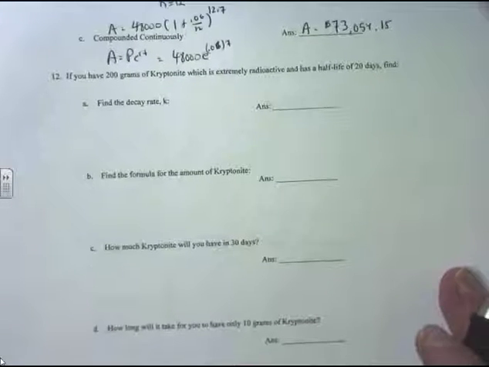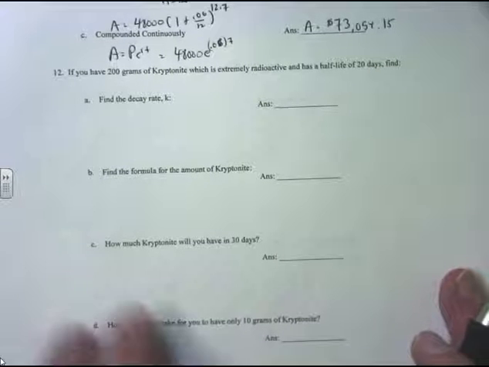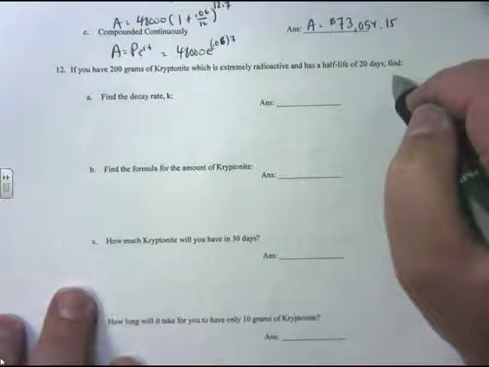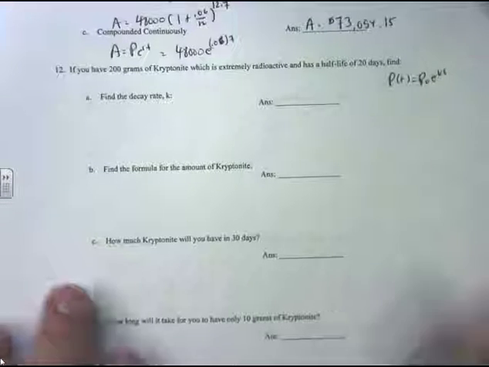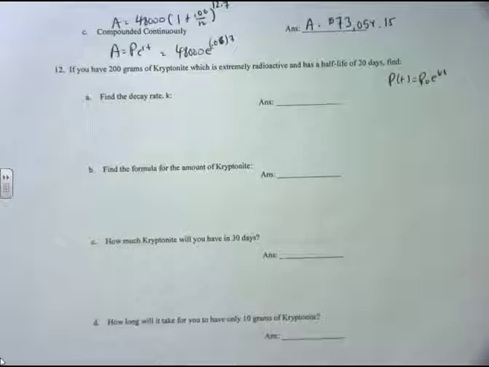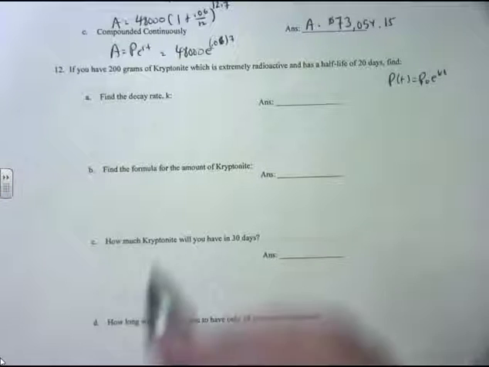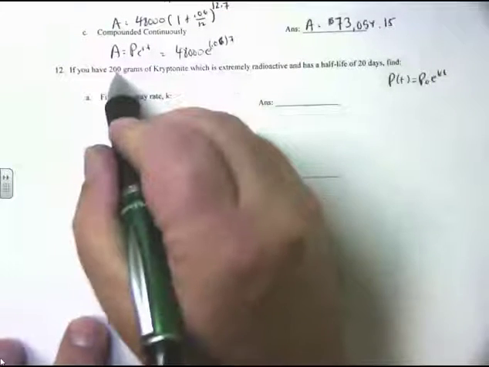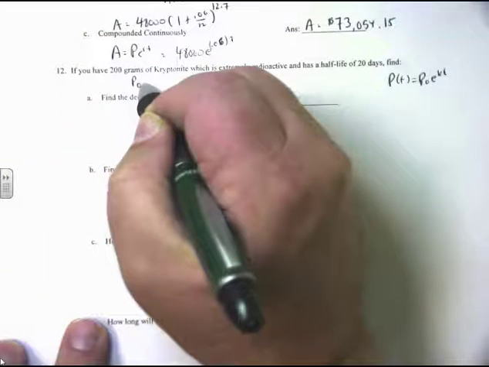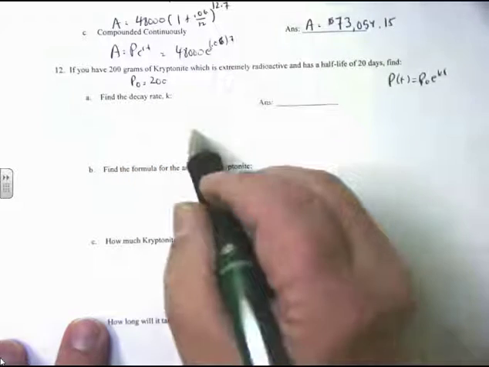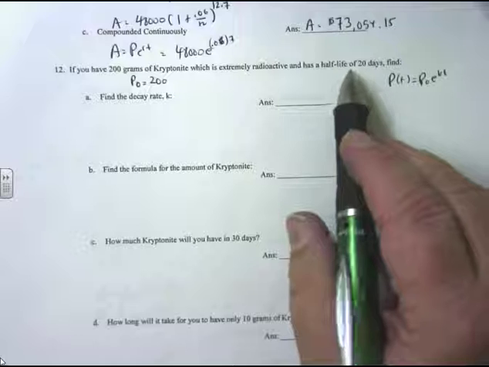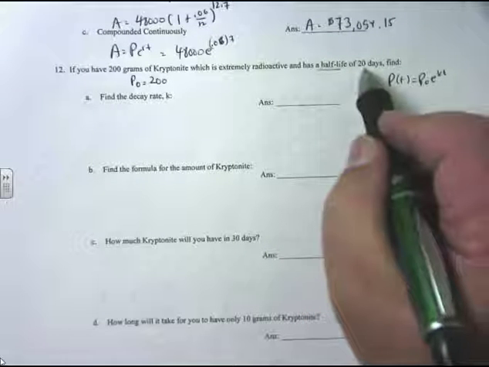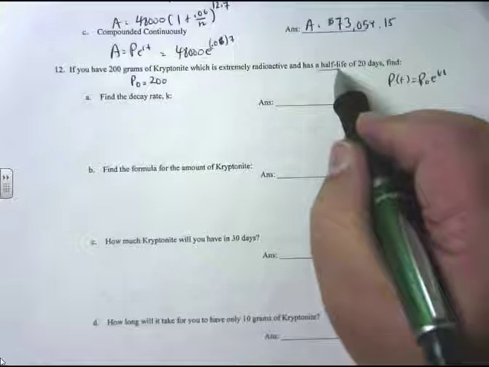Okay, we've got a radioactive decay problem. So we know we're using the formula P of t equals P naught e to the kt. This is the form on those exponential growth and decay problems and half-life problems and the like, and this is a half-life problem. So you have the initial amount, 200 grams, so that's my P of 0. That's 200 grams. And it's extremely radioactive, and its half-life is 20 days. Remember the definition of half-life: the amount of time it takes for the substance to be cut in half.